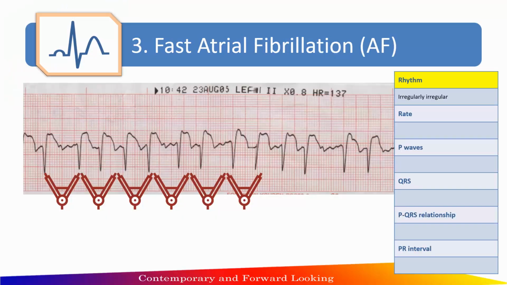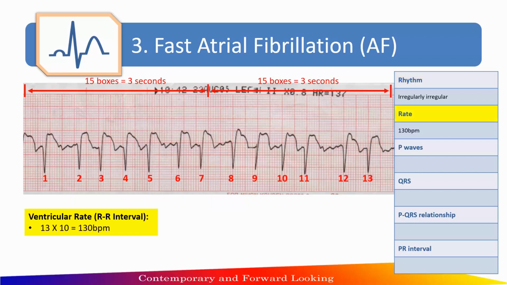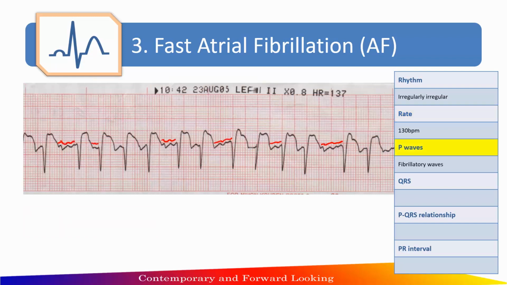Now, let's try this again with this rhythm strip here. First of all, let's look at rhythm regularity. The rhythm here is obviously irregularly irregular. There are 13 R waves within the 6-second strip, which calculates to a rate of 130 beats per minute. There are no true P waves seen, but instead fibrillatory waves are present preceding each QRS.